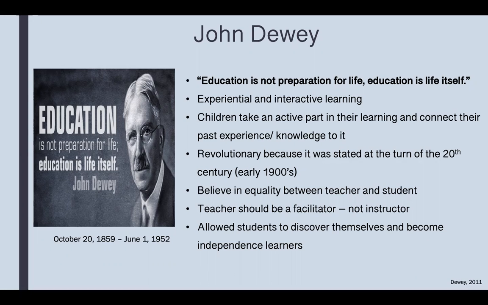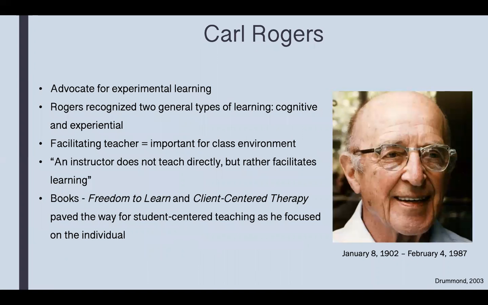He also believed that students and teachers should be equal in a classroom and that teachers should act as facilitators because that allows students to discover themselves and become independent learners. Adding to John Dewey and student-centered learning, Carl Rogers is an advocate for experimental learning. He focused on two types of learning: cognitive, like memorization, and experimental, where people were able to draw on their past experiences. Rogers believed that teachers should be facilitators, not instructors.